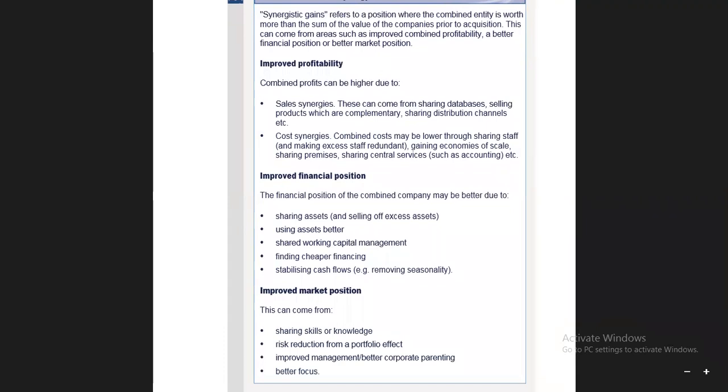Sales synergies, cost synergies. Sales synergies mean that both companies make a combined effort to do sales for one company, so sales will automatically increase. Cost will be lesser because of some capabilities the other company has and some capabilities the parent company has, and both are combined, and ultimately the cost will reduce.